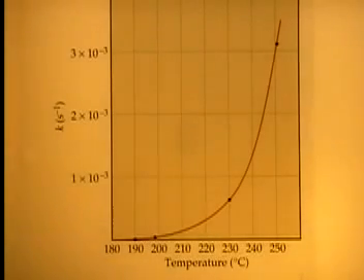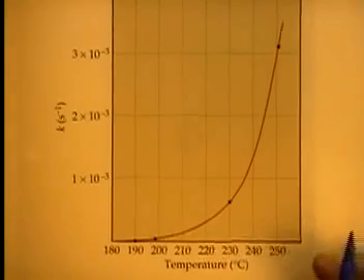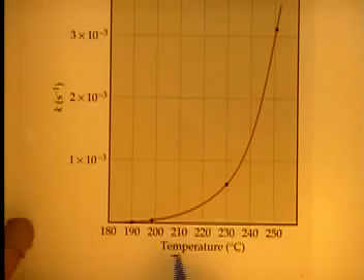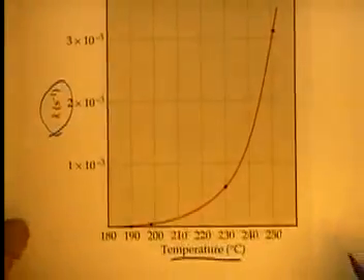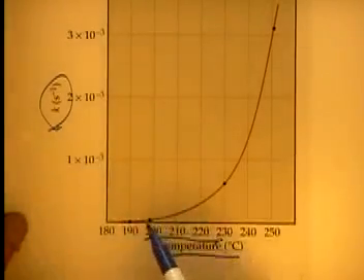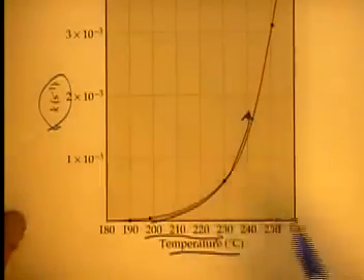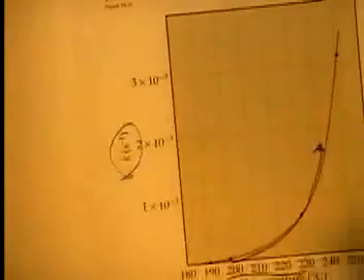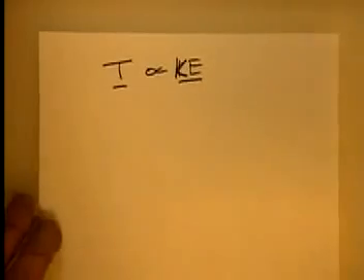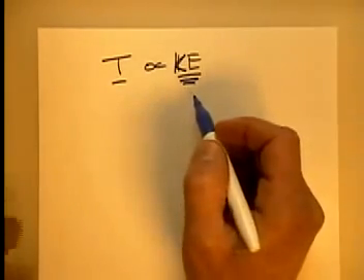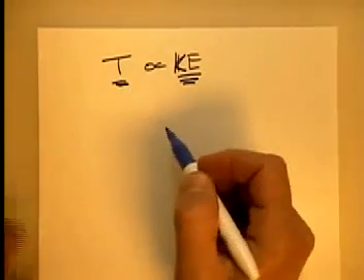Temperature affects the rate of a chemical reaction. As you increase the temperature of a reaction, the reaction goes faster. You can see by this graph of temperature versus the rate constant that as the temperature increases to the right, the rate constant also increases. As the rate constant increases, the rate of the reaction goes up. It's exponential. Temperature is directly related to kinetic energy. As a matter of fact, that's the definition of temperature: as the kinetic energy of the gas molecule particles, or of any particles, increases, the temperature increases.